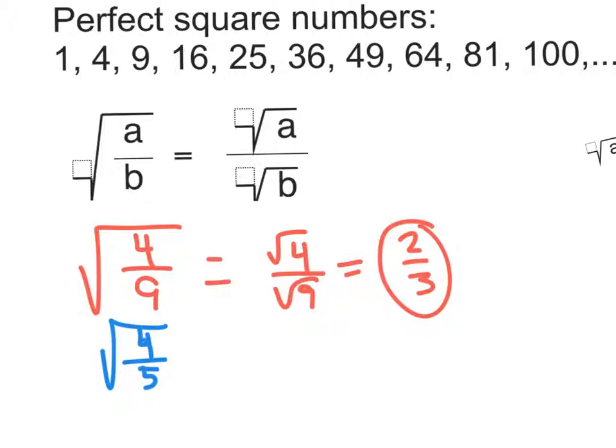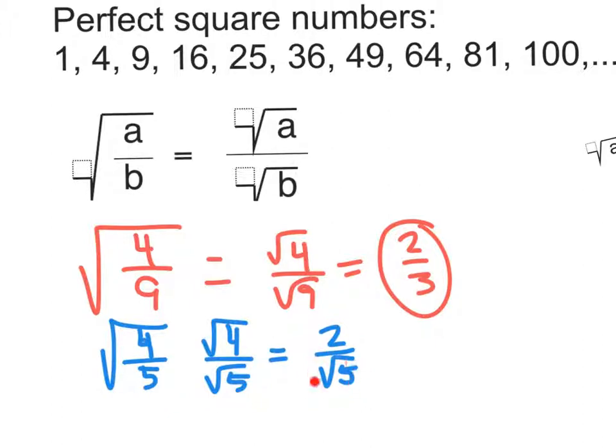And you split the root, the square root of 4 over the square root of 5, and the square root of 4 does equal 2. But the square root of 5, you can't really simplify it, so you have the square root of 5 on the bottom. Now the problem is this: you can't have a radical in the denominator. So we need to get rid of the square root of 5.